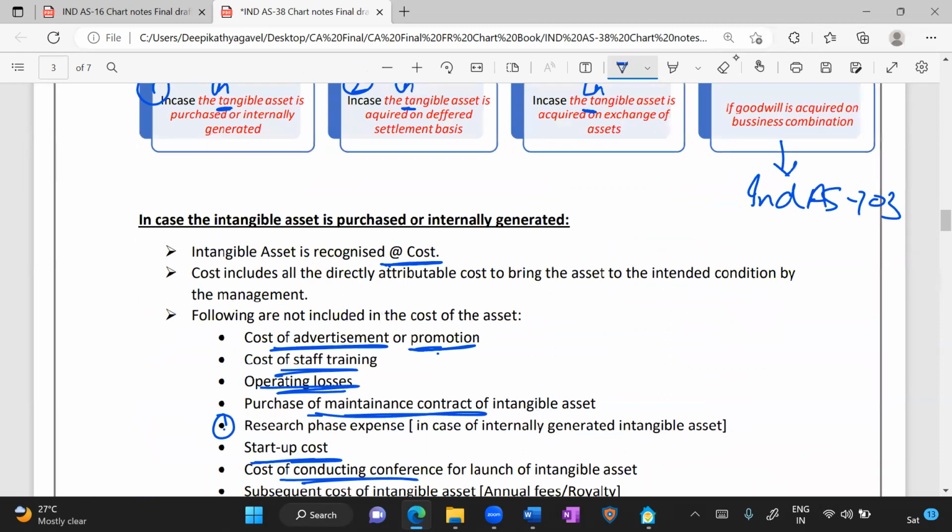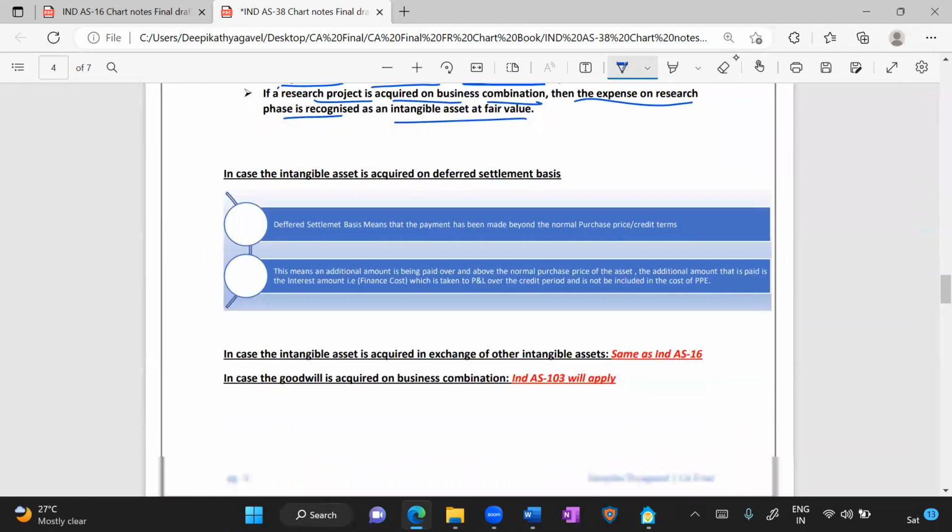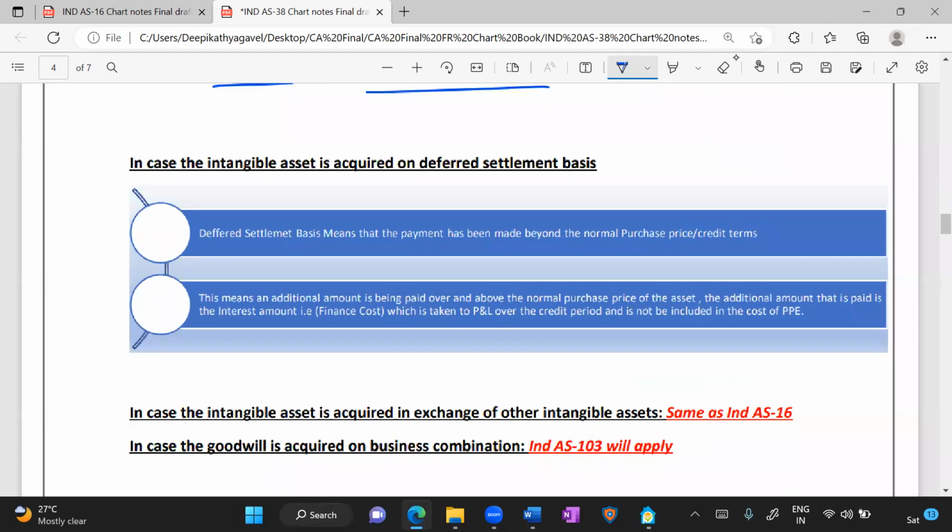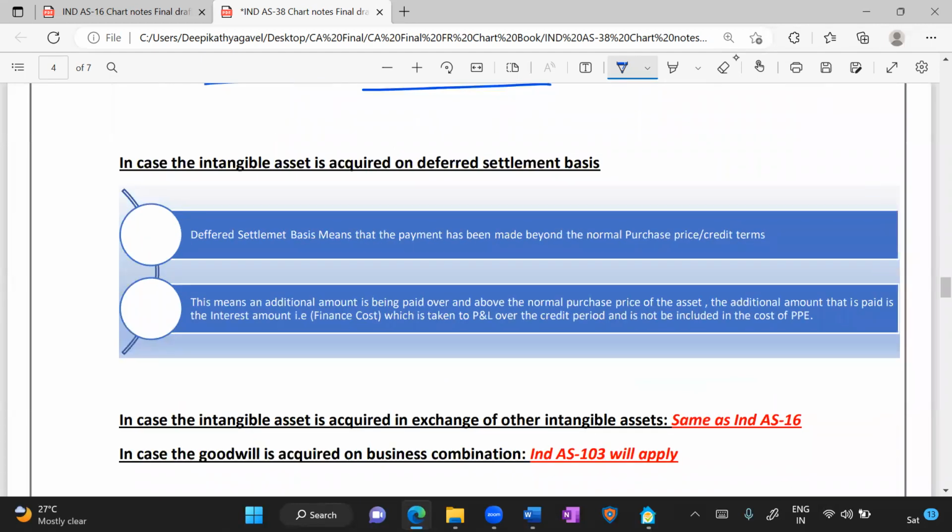And purchased intangible assets, how will we recognize them? Next is the concept of an intangible asset that is acquired on a deferred settlement basis. Again, the same principle of IND AS 16 will completely repeat here. First of all, what is deferred settlement? Deferred settlement means that the payment is being made beyond the normal credit terms, right? The payment is being deferred.